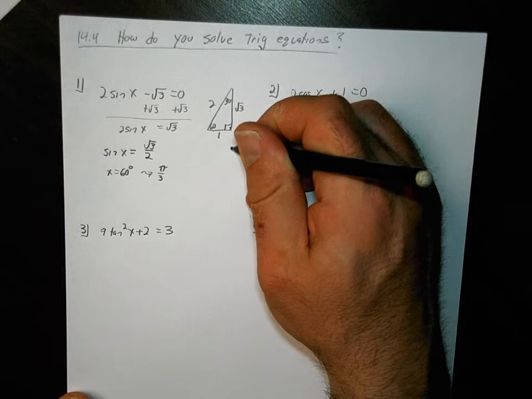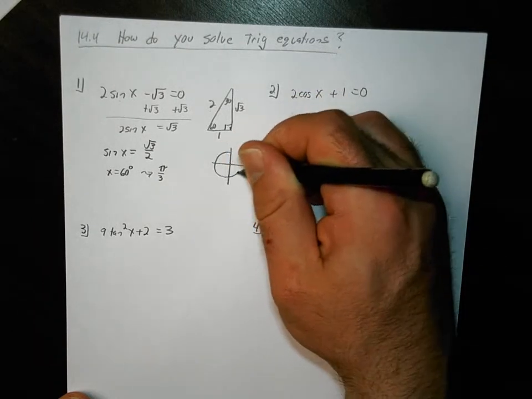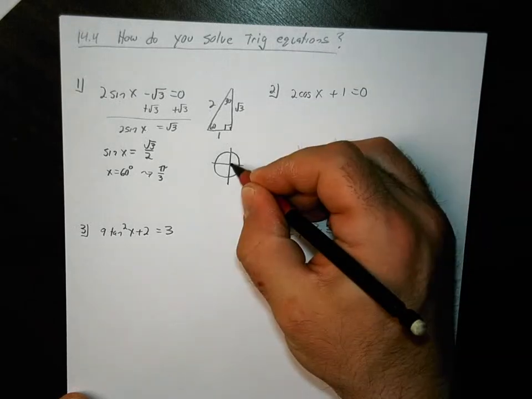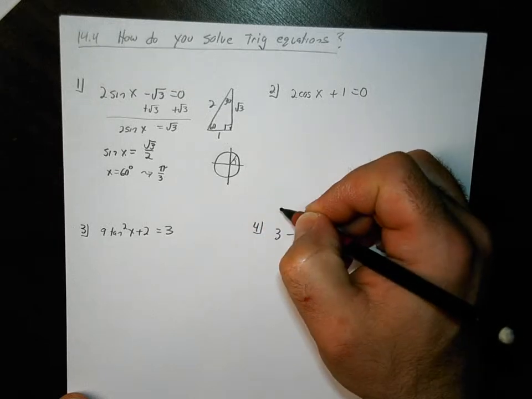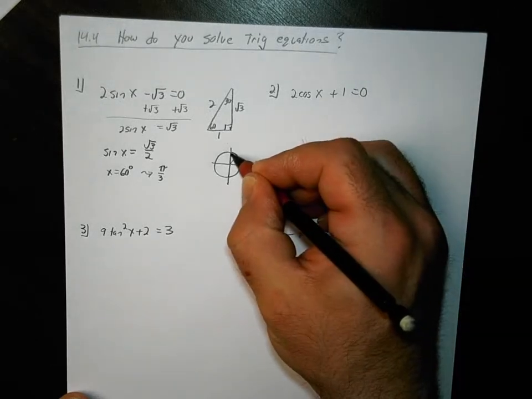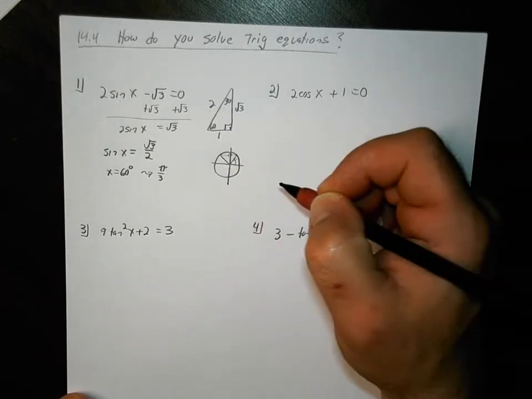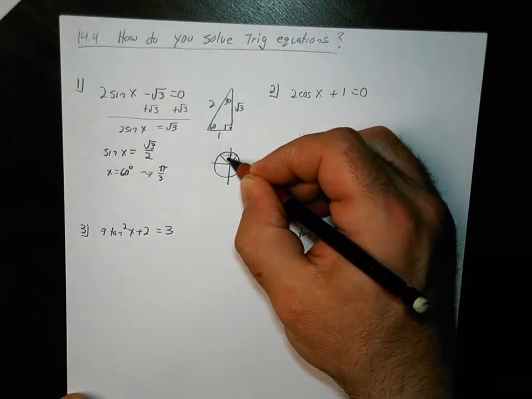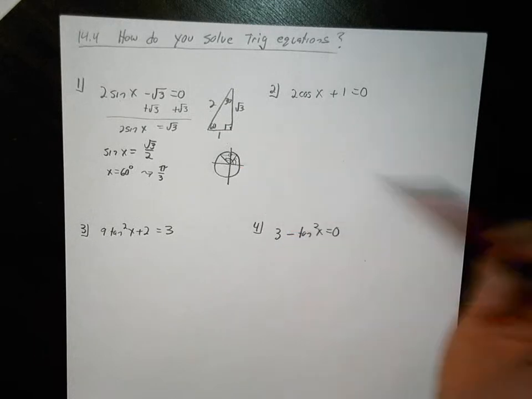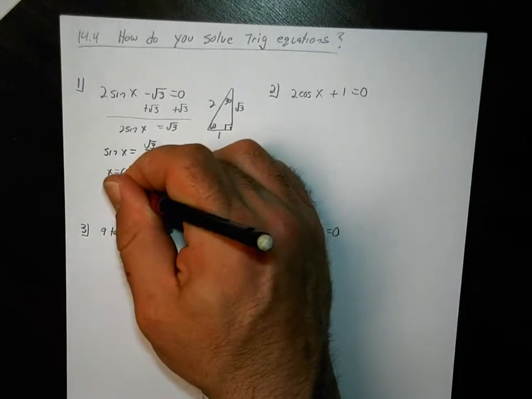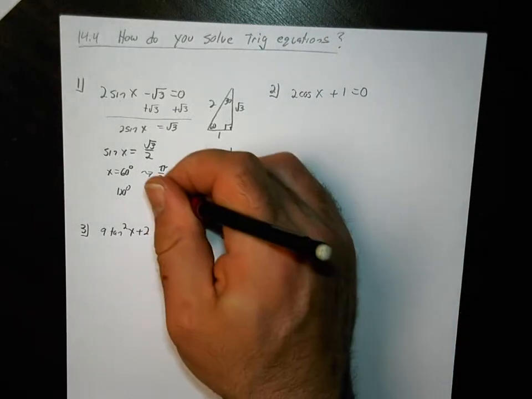Remember? So this 60 degree angle gives me a sine value that's the square root of 3 over 2, and that's the height on the unit circle here. However, there's another angle over in this quadrant that also gives me the square root of 3 over 2, so we have to figure out what that other angle is. And we know that it's 60 degrees less than 180, which is 120 degrees. Okay? But in radians, that's going to be 2 pi over 3.